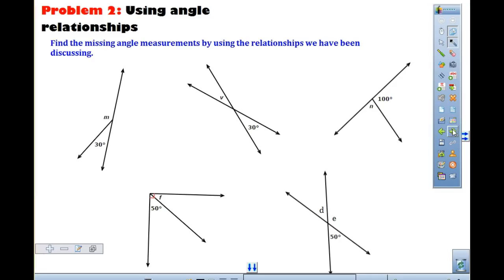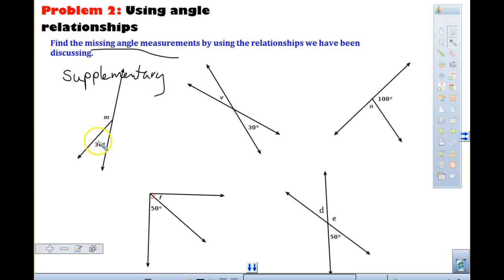Yeah. So, as we are taking a look, you are asked to do two things. You have to find the missing angle, and then you have to explain. So, first off, because these two are along a straight line, what would the name of those two angles be called? Supplementary. So please write supplementary. And now we take 180 minus 30 and we get 150 degrees.